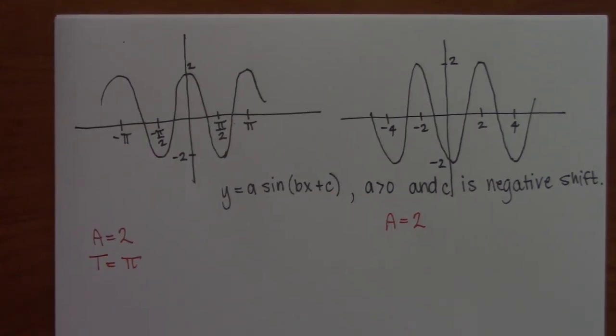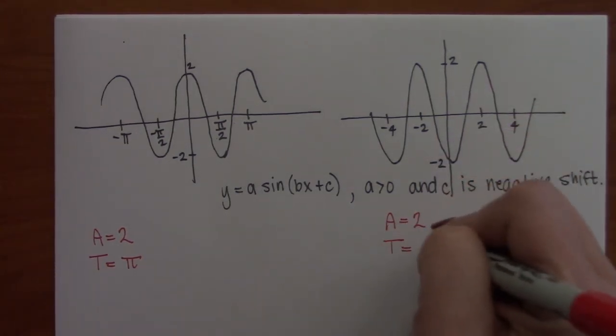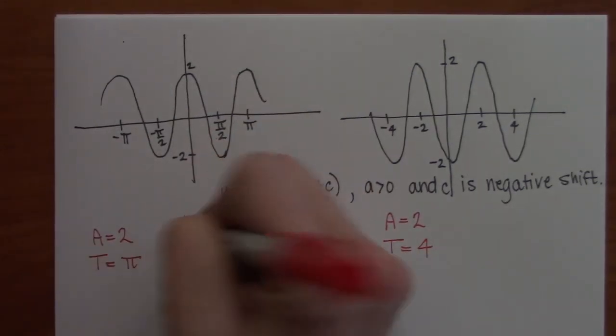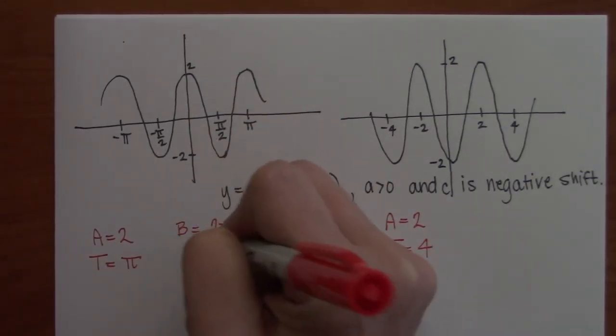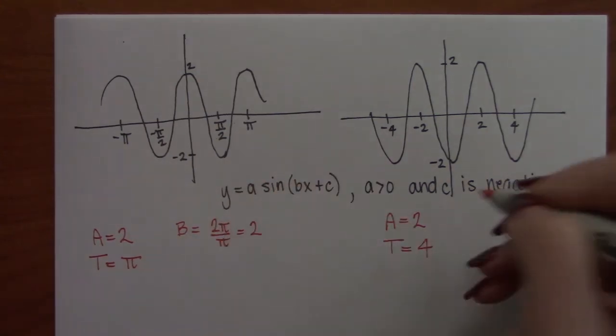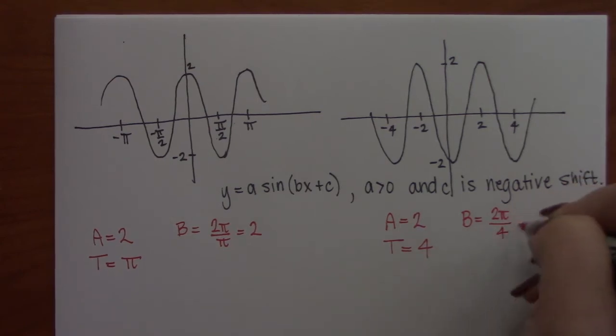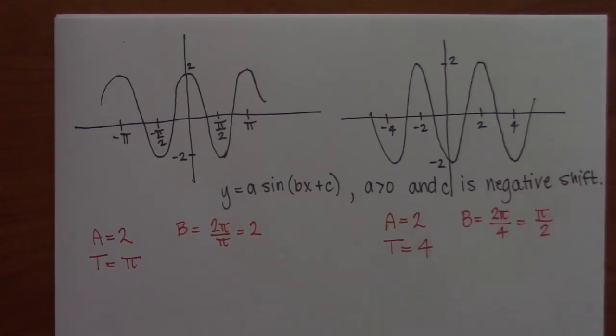On our second graph, same thing. I can read it from 0 all the way over here to 4. That would be trough to trough. I could read it from negative 2 to 2. So on this graph, we're getting a time period of 4. In my equation, though, I need the frequency. So B is 2 pi over your time period. So over here, I get a B of 2. And over here, 2 pi over 4 becomes pi over 2.